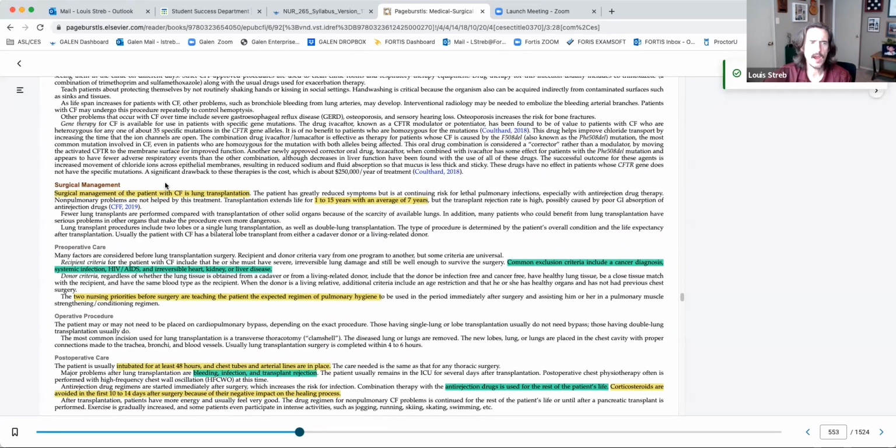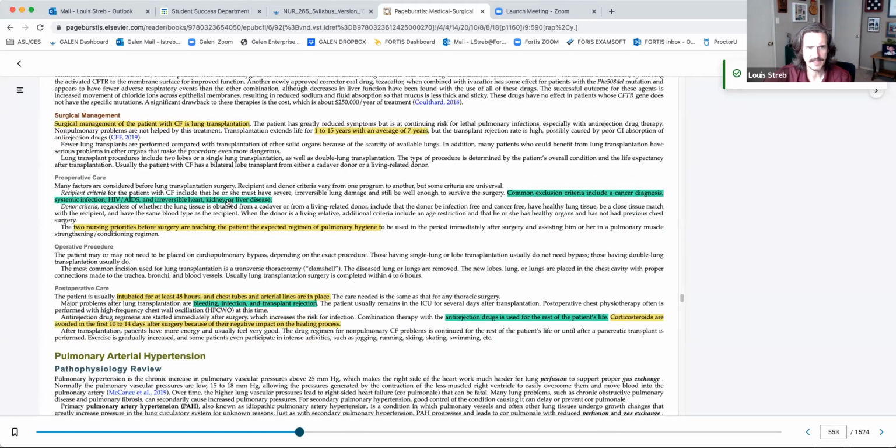So patients who require a lung transplant, that's what surgical management is. Transplants can extend your life from 1 to 5 years with an average of about 7 years. So this is not a permanent solution. It is a buying-you-time solution. And hopefully you can get another transplant later. I mean, it is what it is.